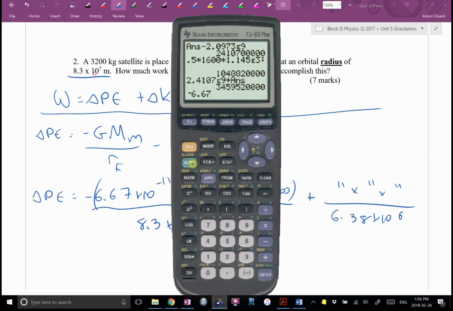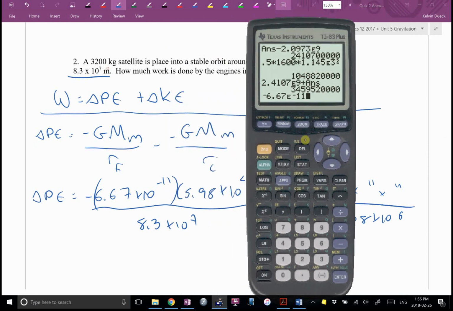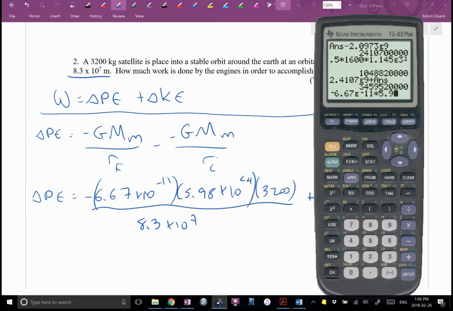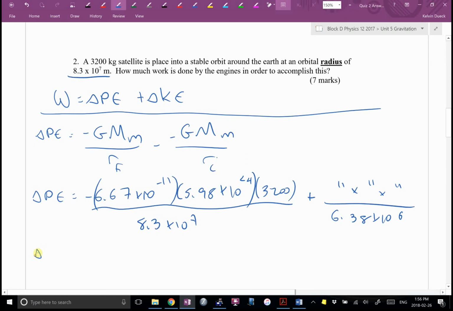Negative 6.67, scientific notation, negative 11, times 5.98, scientific notation, 24, times 3,200, divided by 8.3, scientific notation, 7. Double check for typos. Looks right. Did you get negative 1.5378 for the first term? Negative 1 point, what did I say it was? 5378 times 10 to the 10th.